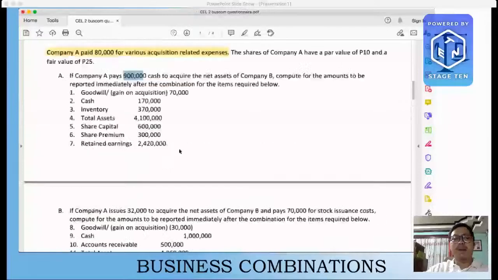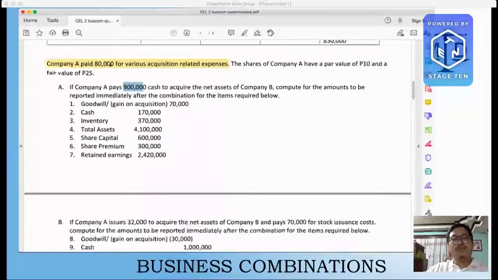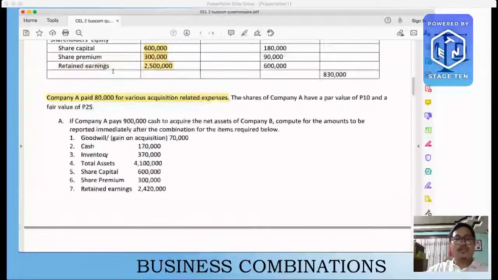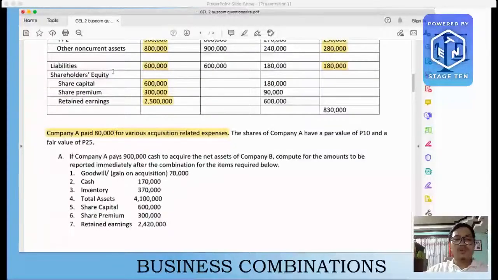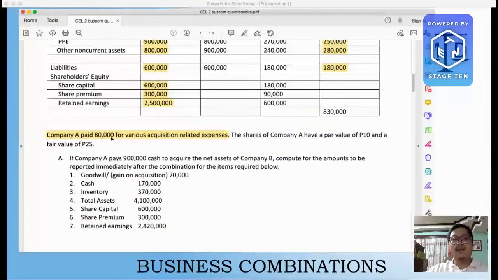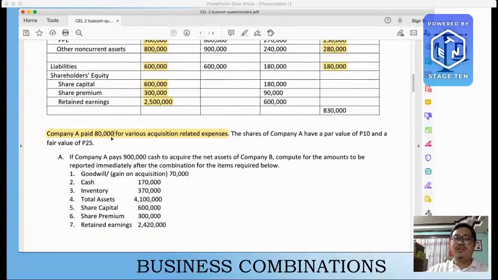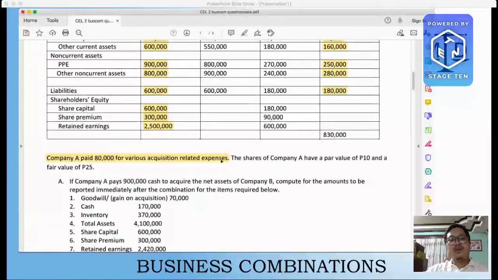Before I forget, another thing that you should have learned already is the treatment or the recognition of your acquisition-related cost. All costs related to the combination should be reported as an expense. And what would be the consequence? Since it is an expense and expenses are ultimately closed to your retained earnings, do not forget that it would have an effect on the retained earnings that will be reported by the surviving entity.